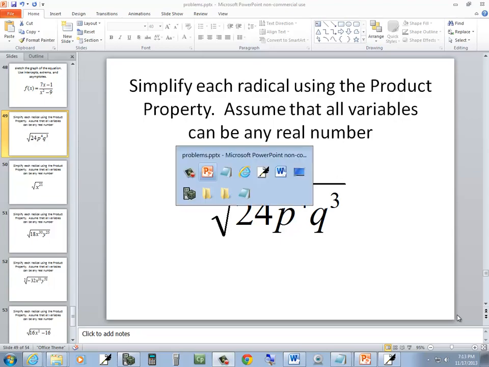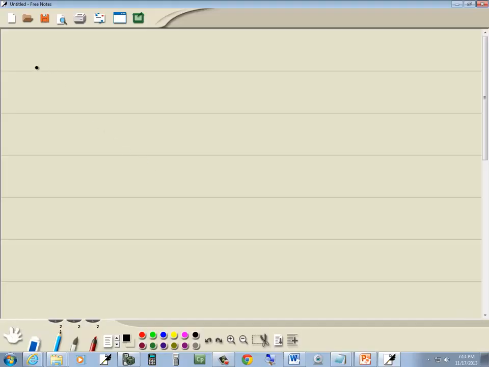Let's take a look at this problem. We've got the square root of 24 p to the fourth q to the third.